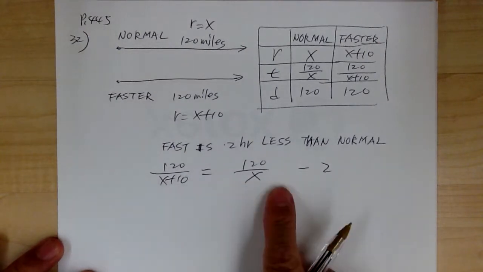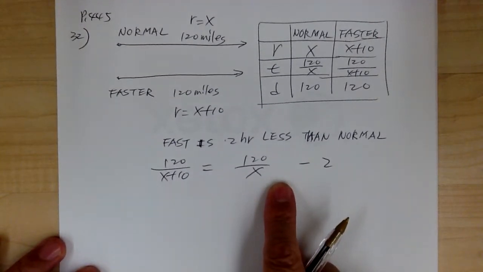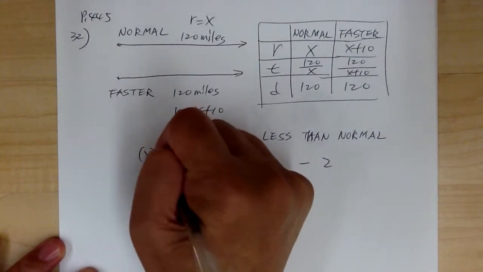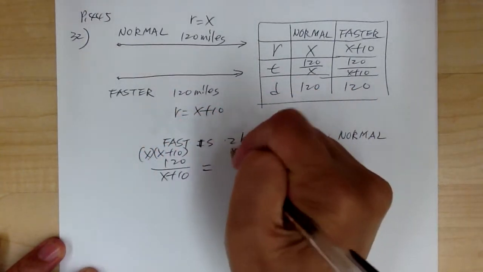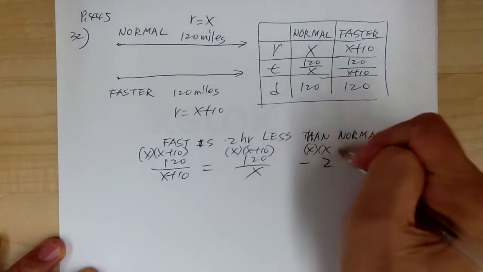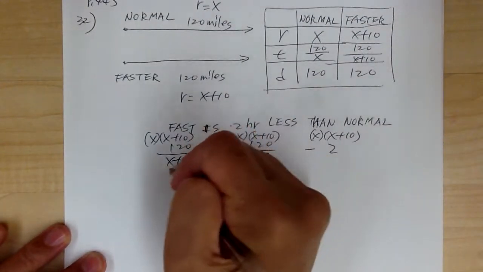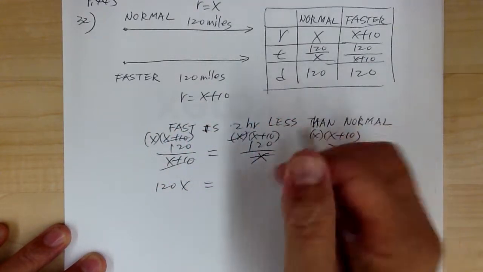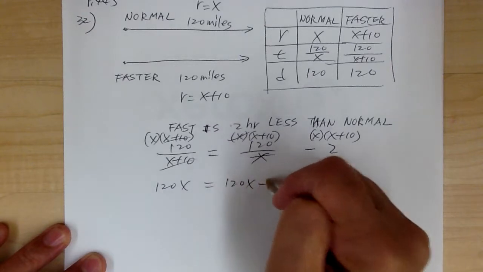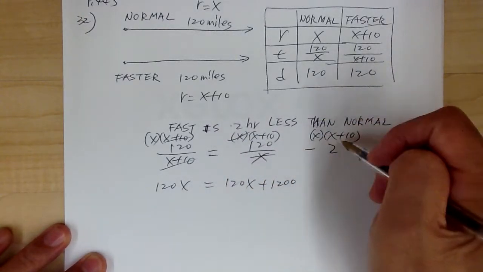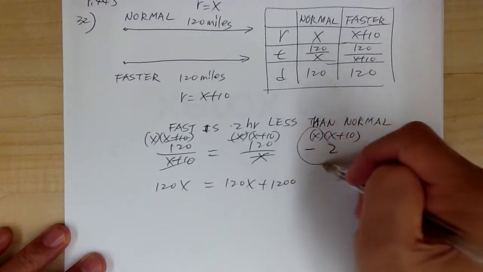So first, get rid of the fraction. So you multiply by the common denominator. So it would be x plus 10, x plus 10, x plus 10. Right? So this cancels out, so you get 120x. This one cancels out, so you get 120x plus 1200. Now this one you have to be careful. Now there's a lot of items over here, so I'm going to put all this together.